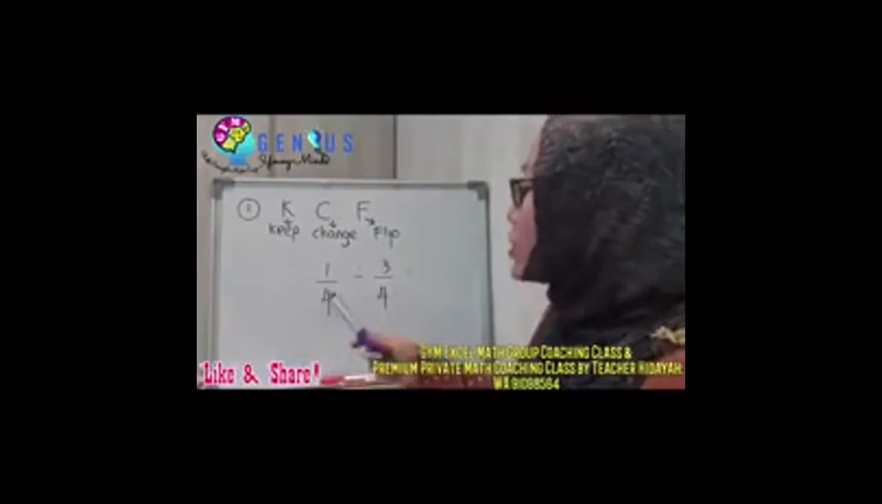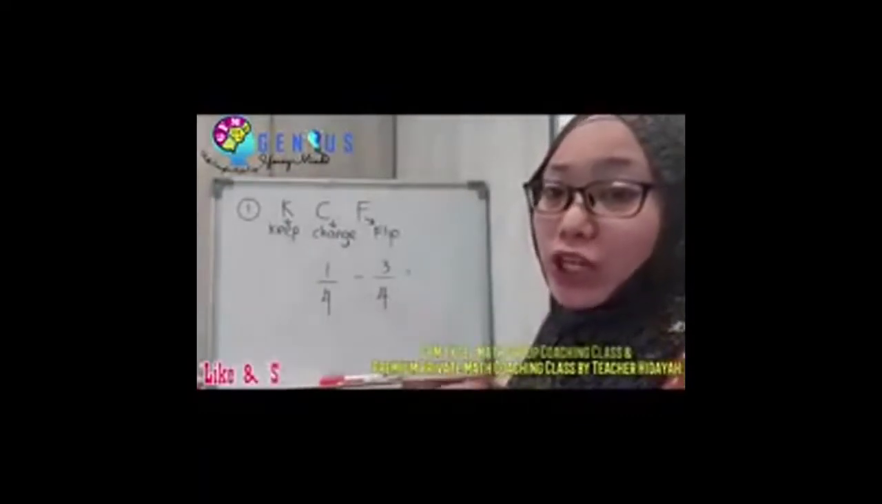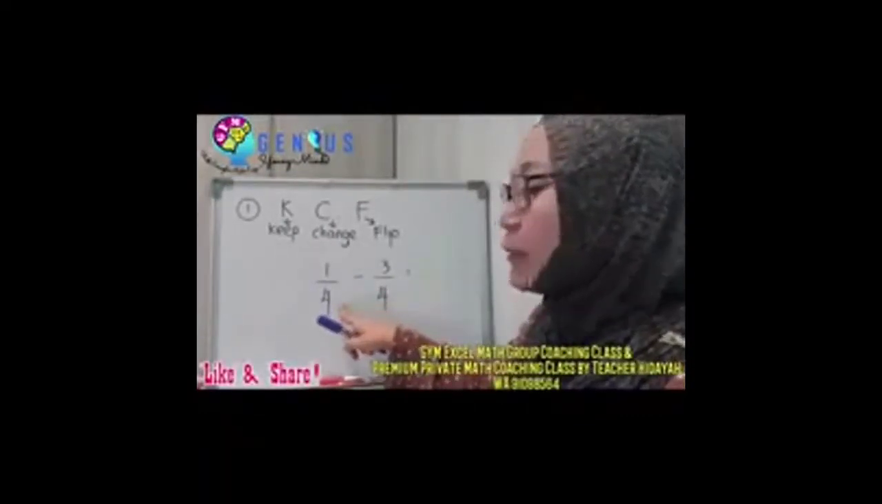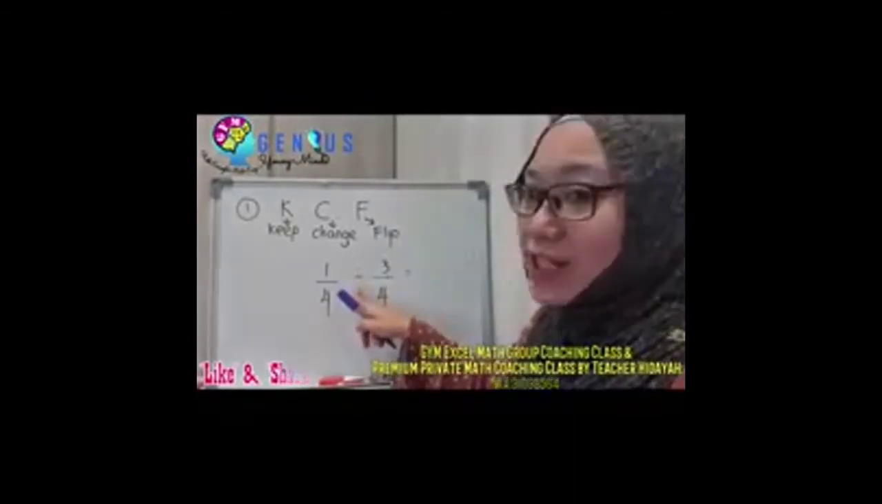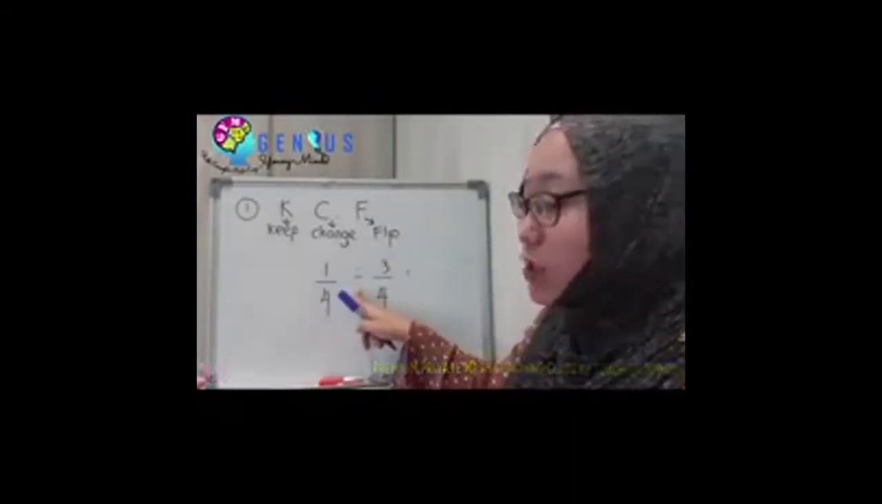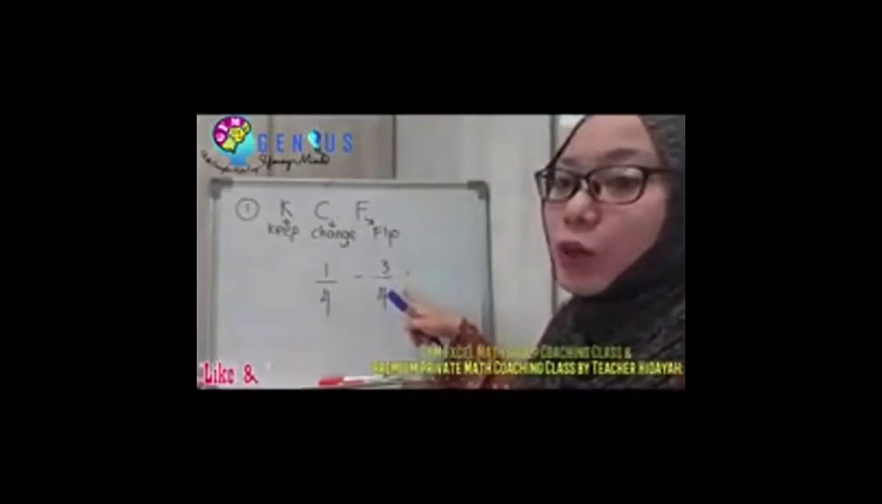Here's tip number 1, the KCF method, which you are going to use during division of fractions. You can see here there are two fractions, 1/4 and 3/4. 1/4 divided by 3/4. So what do we keep, what do we change, and what do we flip? We keep the first fraction, the 1/4. We change the sign of division to multiplication, and then we flip the 3/4.